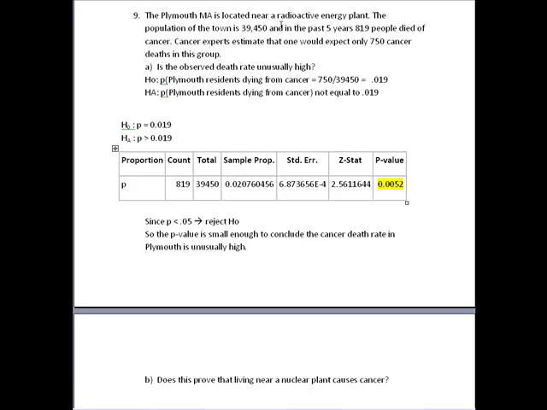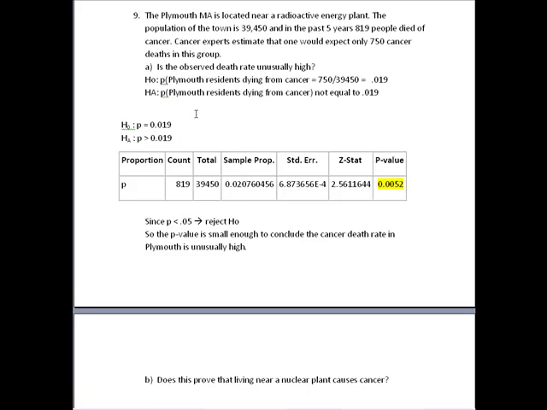Well, the cancer experts would expect 750 out of 39,450, and if we do that as a proportion, they would expect a cancer rate of only 0.019 or 1.9%. So is the cancer rate in Plymouth the same as they would have expected, the 1.9%, or is it different than the 1.9%?